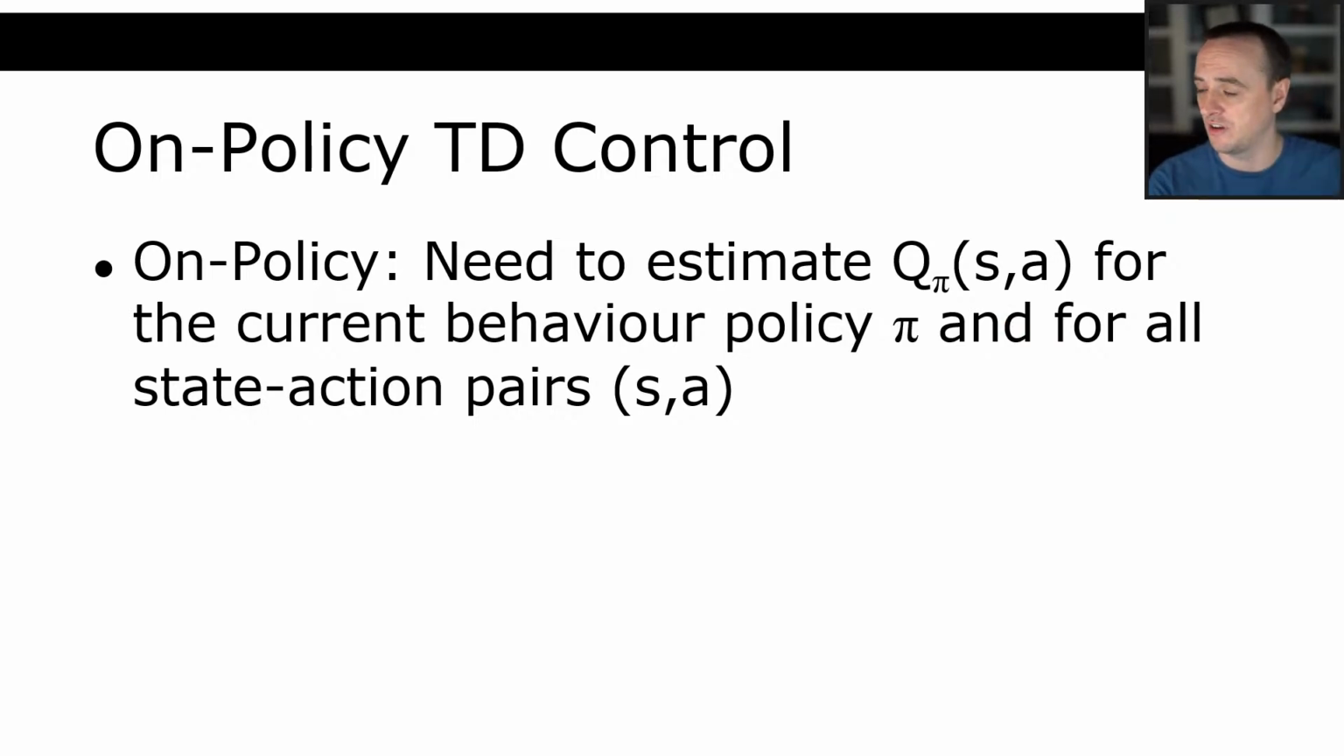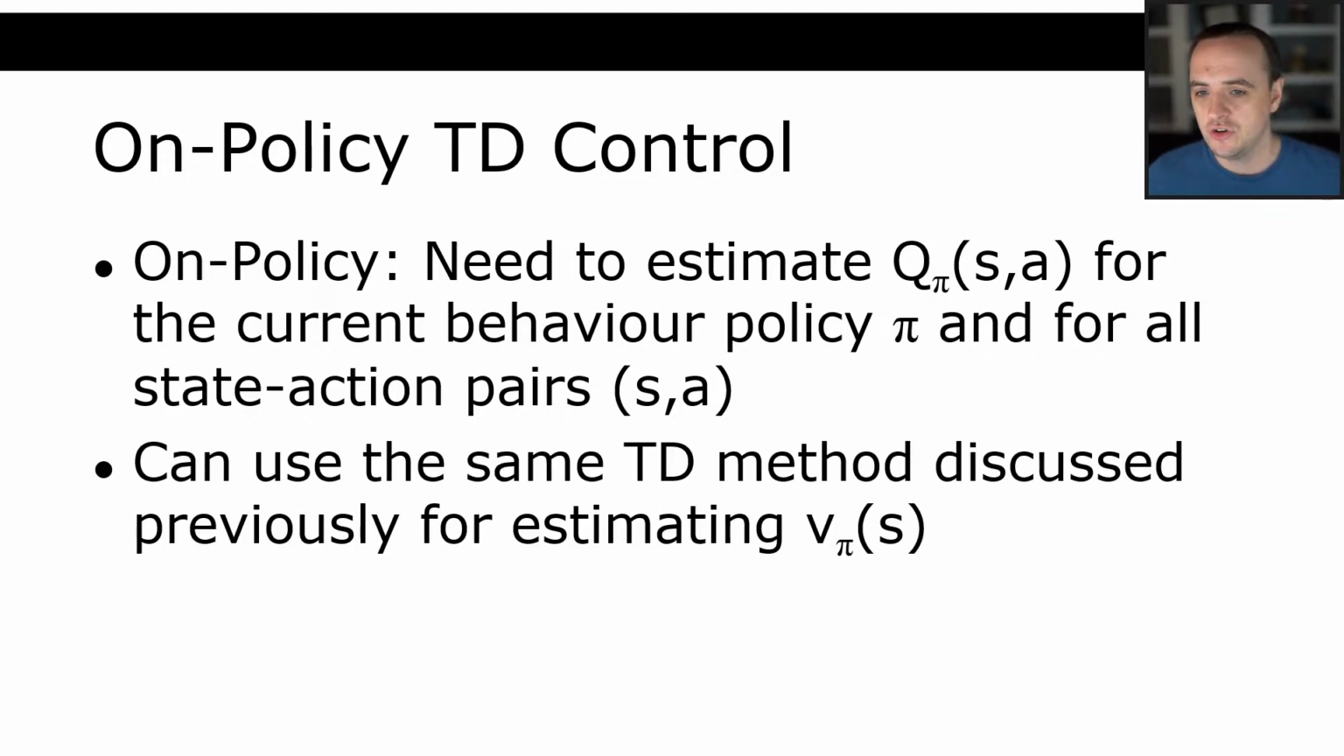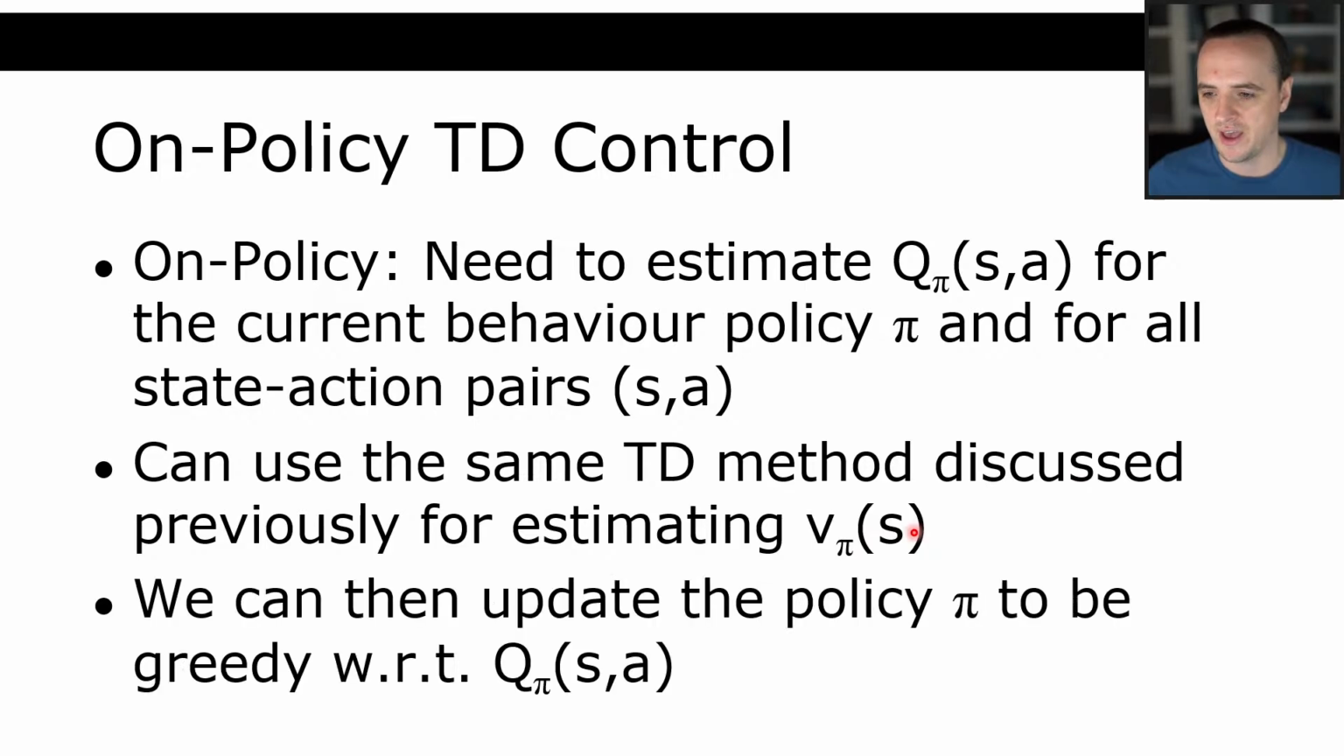We want to visit all state action pairs in order to estimate the value of each action at each state. We can use the same TD method discussed previously for estimating V pi of S, but we can use Q instead of V. We know the difference between Q and V. And then all we have to do is update the policy pi to be greedy with respect to Q pi of SA. That's it. It's the same thing we looked at.